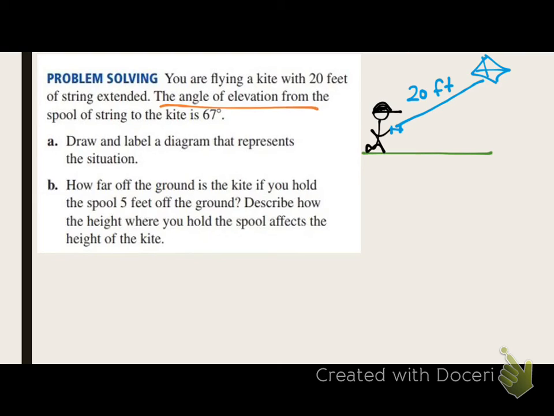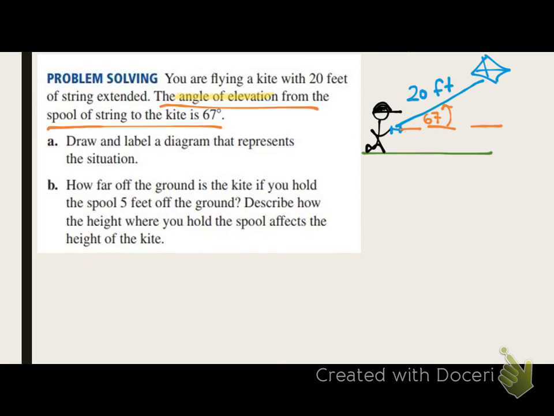So before we even talk about this, where is the spool of string? In your hand. So from your hand to the kite is 67 degrees. Remember that an angle of elevation always has a horizontal line as a baseline. So what you're going to do is draw a horizontal line. And this angle, 67 degrees. Okay, from the spool, which is the baseline for our angle, to the kite is 67 degrees. Okay? A, draw and label a situation. I think we've done that.